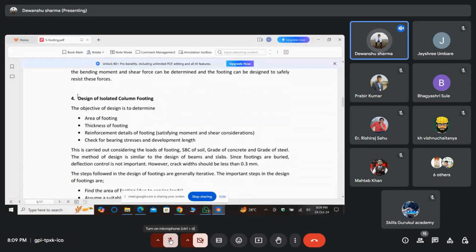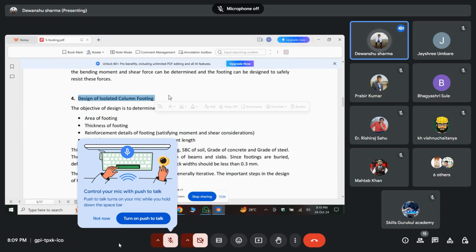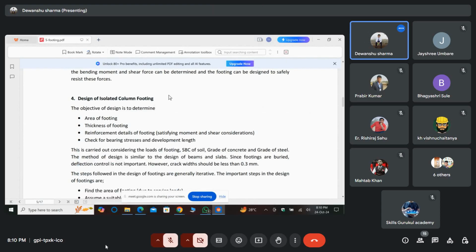Then the other point is design of isolated footing. This is my main topic, design of isolated column footing. Till now we discussed general things about footing or foundation. Now let us be specific on isolated column footing.